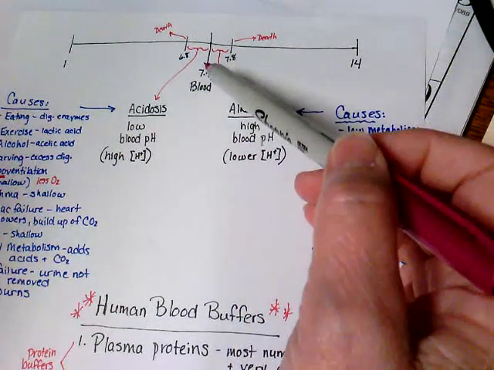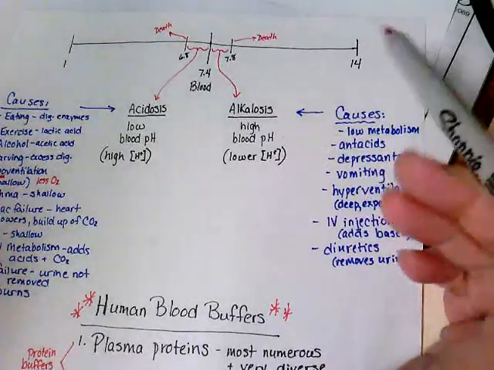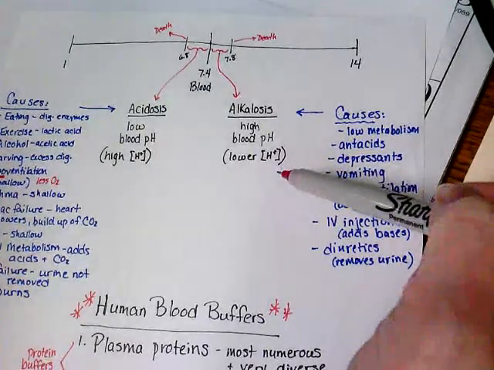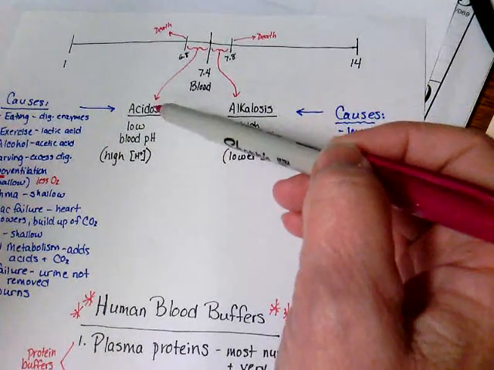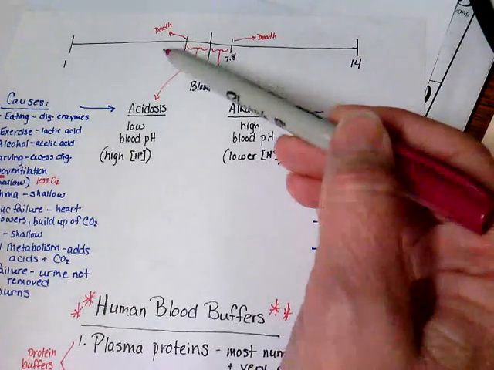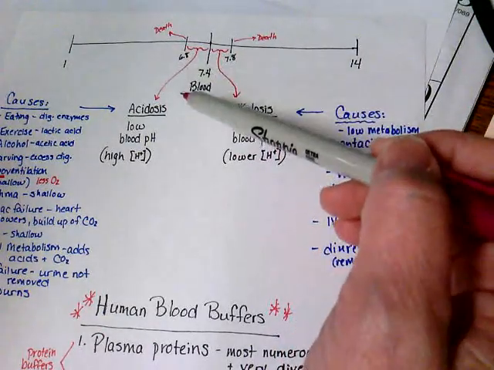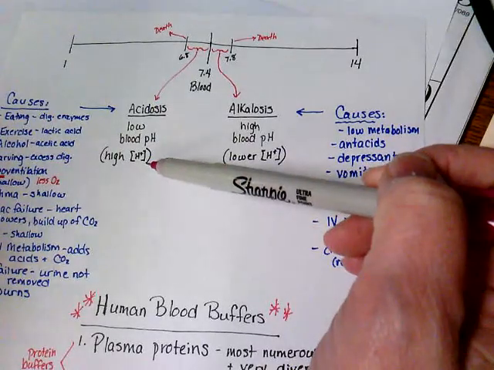But in between that 7.4 range and 7.8 range, that's called alkalosis. You have high blood pH, lower hydrogen ion concentration. That's not as common as acidosis, which is between the 7.4 and the 6.8 range. Beyond 6.8, again, you're going to die. But in that acidosis range, when you have low blood pH, you have higher hydrogen ion concentration.